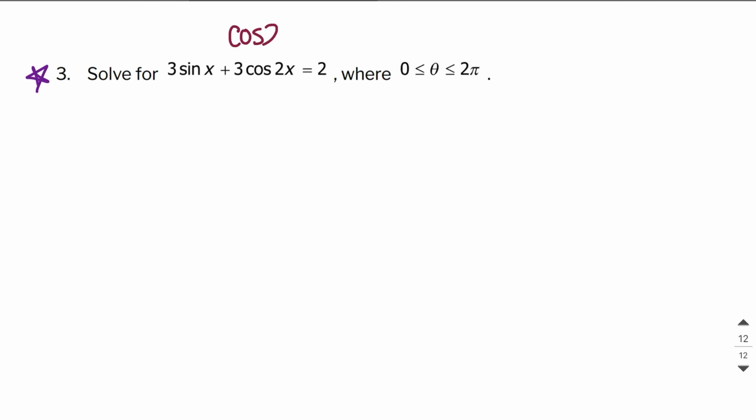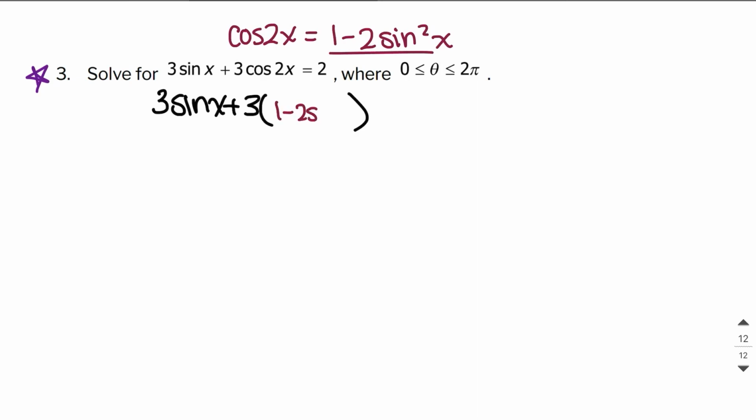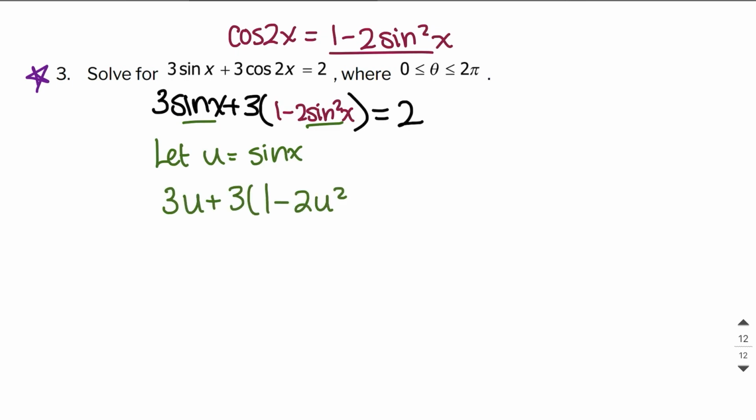Since I know that cosine of 2x is equal to 1 minus 2 sine squared x, then I can just rewrite this whole entire equation as 3 sine x plus 3, and then I'm going to replace cosine 2x with 1 minus 2 sine squared x. And then I'm going to say that that's equal to 2. And then I'm going to go ahead and do my u substitution. So here I'm going to say let u equal sine x because then I only have to substitute u in for the sines. So here I'm going to say 3u plus 3 times 1 minus 2u squared is equal to 2.